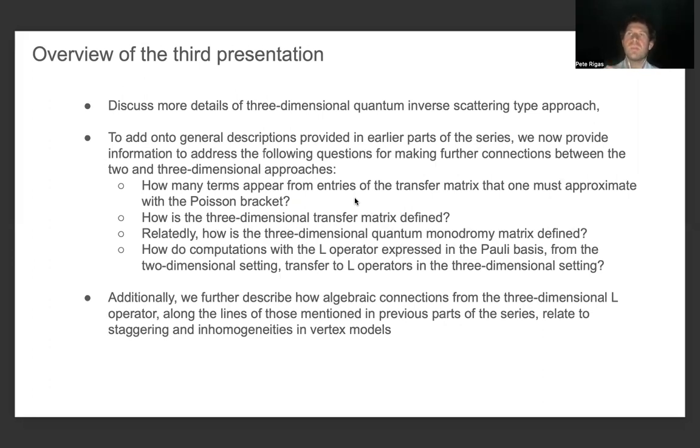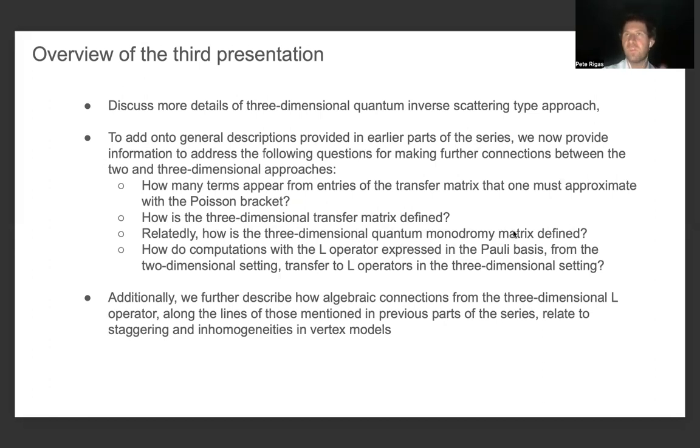And this is very much going to be looking at a different type of connection from the integrability perspective with the algebraic notions in mind. So we'll want to answer the types of questions related to the fact that, as given in the first bullet point, how many terms appear from entries of the transfer matrix that one must approximate with the Poisson bracket. So we're going to provide characteristics and overviews of the system of relations from the Poisson bracket of the entries of the 3-dimensional transfer matrix and draw a connection for the viewers to the computations with the Poisson bracket from the 2-dimensional transfer matrix.